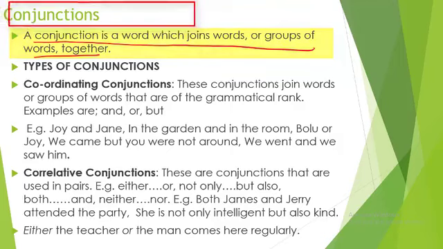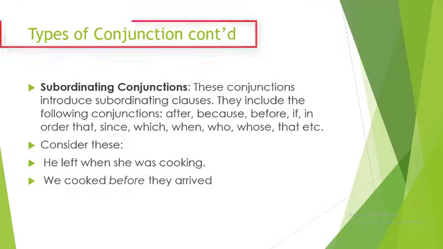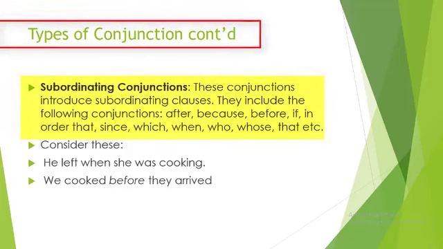Okay, example of coordinating conjunction, we have and, or, and but. Then for correlative conjunction, we have either or, neither nor, not only but also. These are examples of what? Correlative, that is, they always occur in pairs. Okay, then we have subordinating conjunctions. They are used to introduce subordinating clauses.